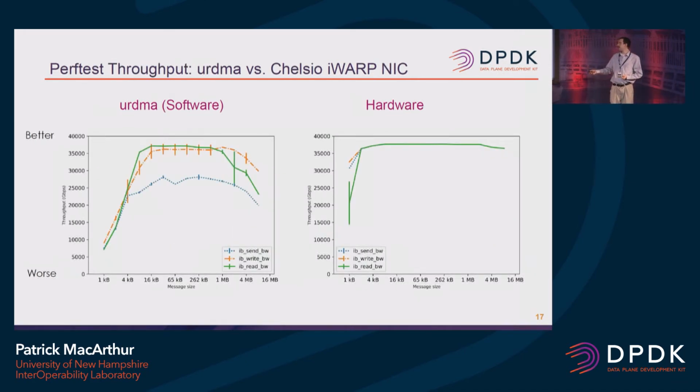Throughput-wise, urdma for the RDMA read and RDMA write operations performs much closer to what can be achieved with the hardware. The send-receive has some issues because that's a two-sided operation, and there's some inefficiency in the queuing that causes the throughput to be a little less than what we would expect to see. But for RDMA write between 4K and 1 megabyte messages, we get pretty decent throughput.